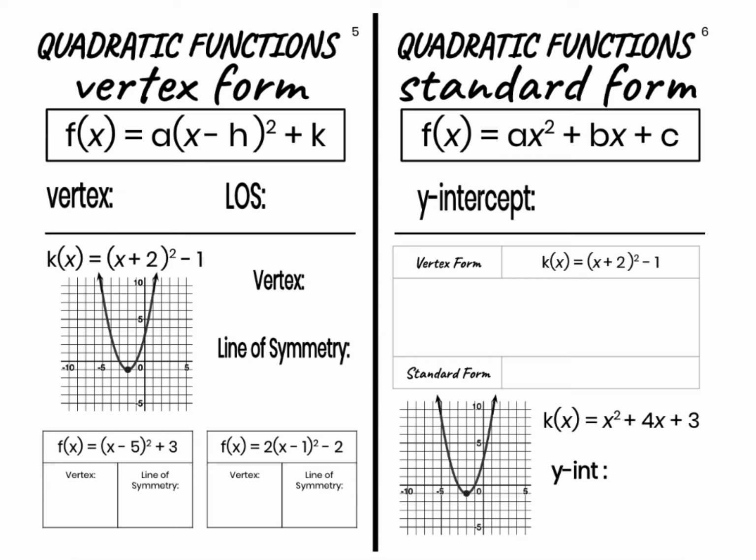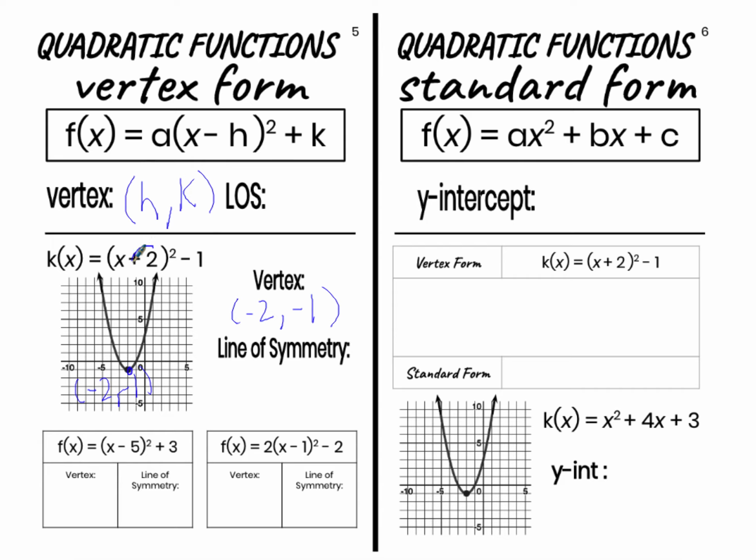When a quadratic function is given in vertex form, the vertex and the line of symmetry can be identified just by looking at the function. If we look at vertex form here, the h gives us the x-coordinate of our vertex, and the k gives us the y-coordinate of our vertex. For example, in this function k of x, which is (x plus 2) squared minus 1, the vertex is given by -2, -1. X equals -2, y equals -1.